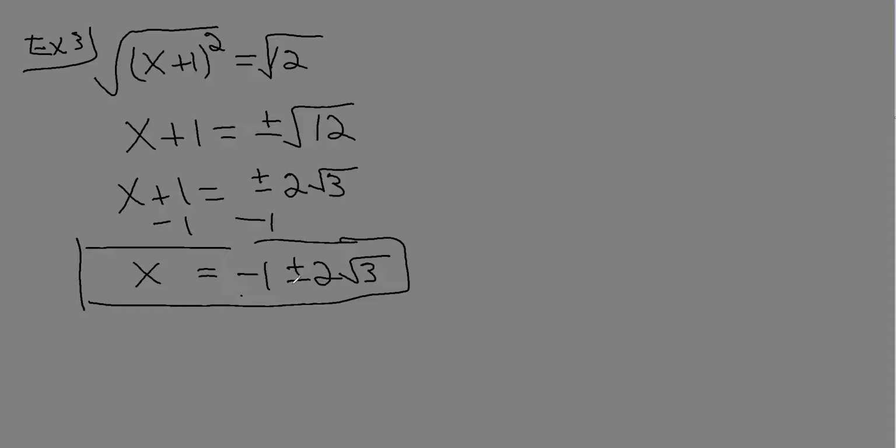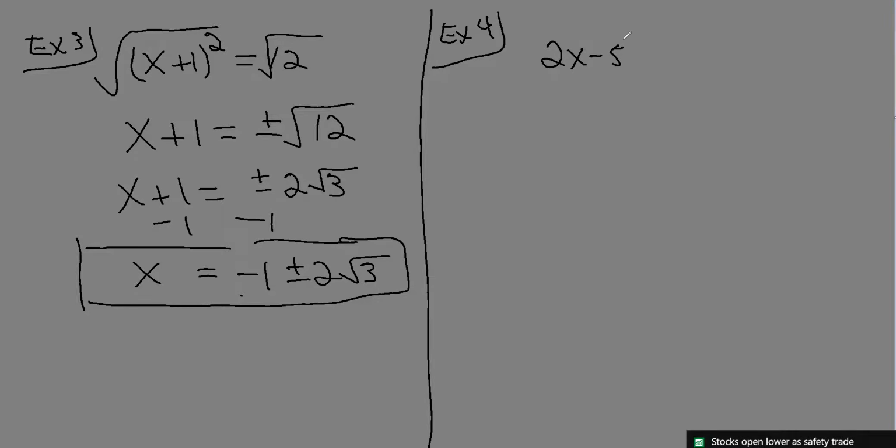You remember, in our answers there are no decimals. We have to use exact answers. Okay, what's example 4? Turn the page, and I've got basically another one, and it looks like something slightly different. 2x minus 5, that's squared, and it's going to equal a negative number, negative 16.